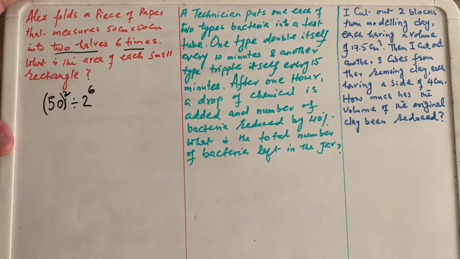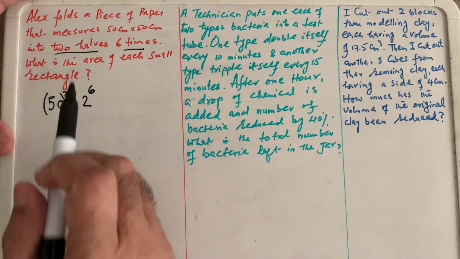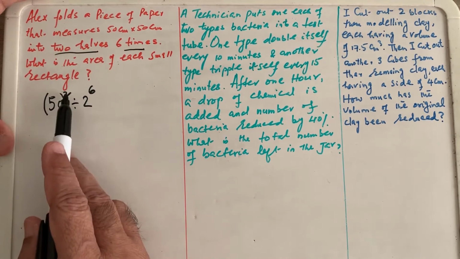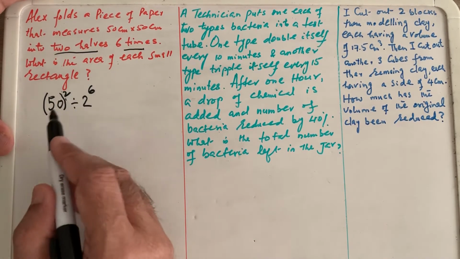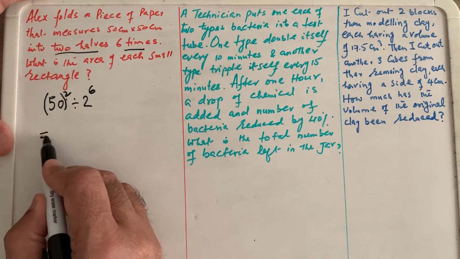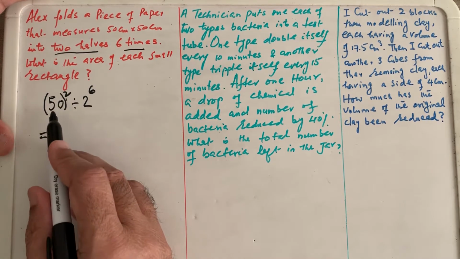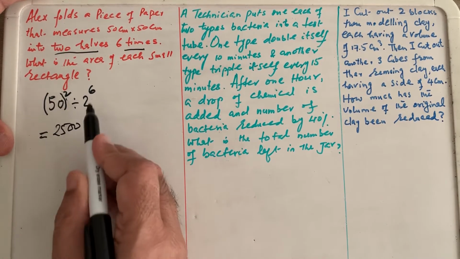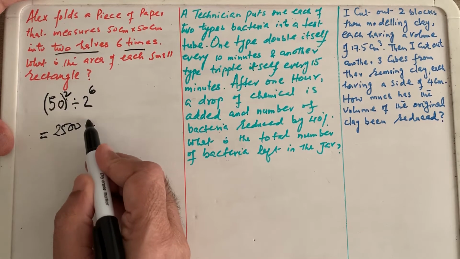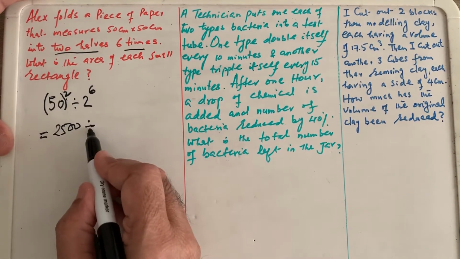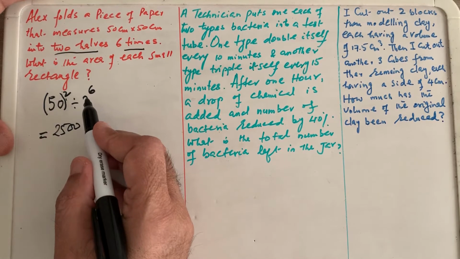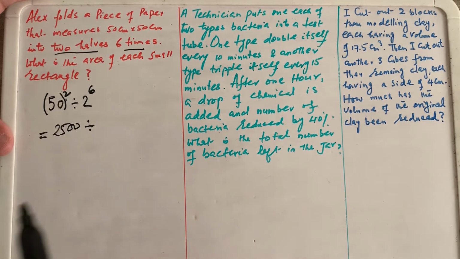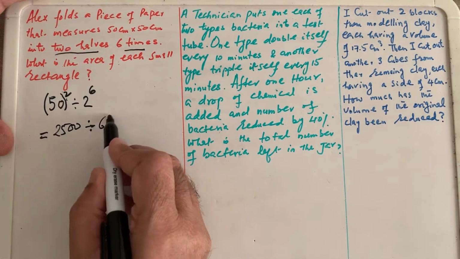And we need to know what that area is if he folds that piece of paper 6 times. So 50 square is the original area, and now we have to find out the new area after folding the piece of paper 6 times. So 50 whole square is 2500 divided by 2 to the power 6, which means 2 is being multiplied by itself 6 times, right? We have done this in exponents. 2 is multiplied by itself how many times? 6 times. 2 times 2 times 2 times 2 times 2 times 2 makes it 64.